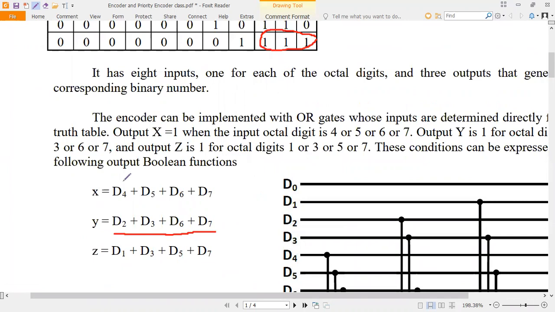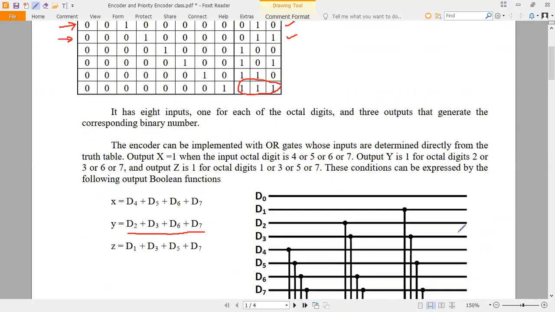So we got the expressions for X, Y, and Z. Next, once you get the expressions for X, Y, Z, you can draw the circuit diagram. Here, this is the circuit diagram.